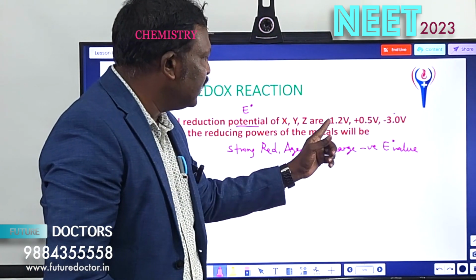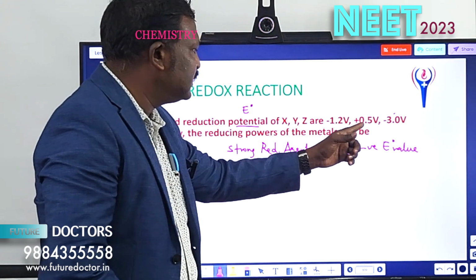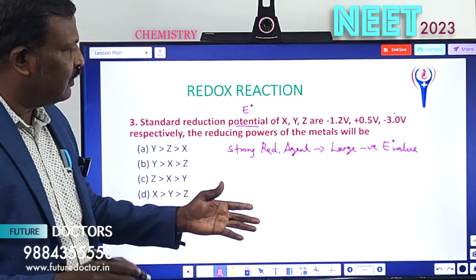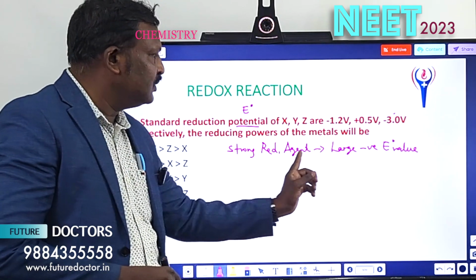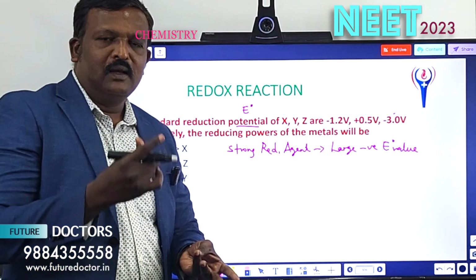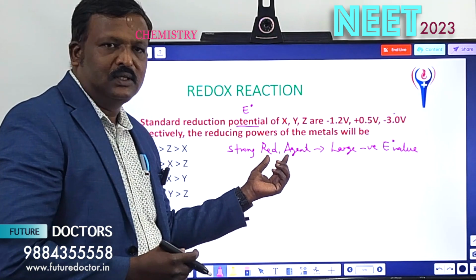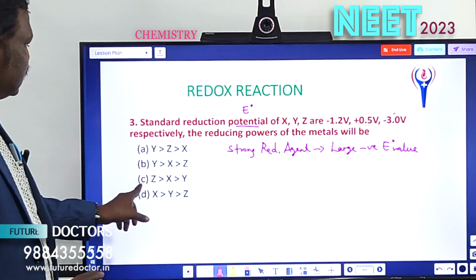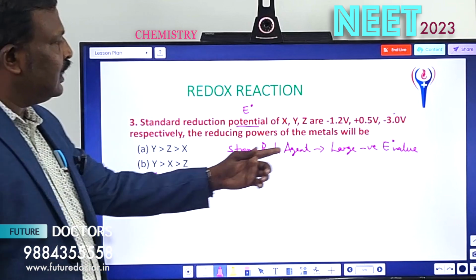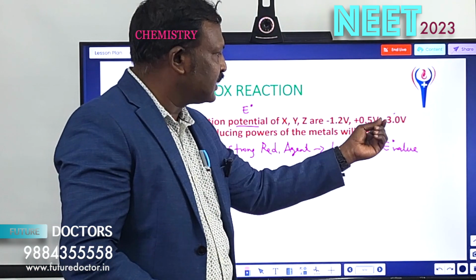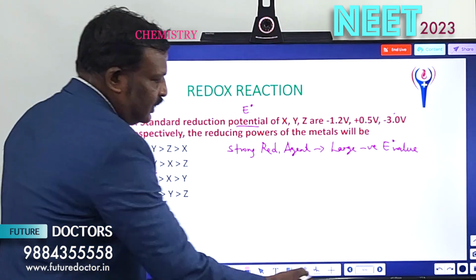Then next is minus 1.2, then this is a plus value. This is the least. So any species or any metal having a more negative E naught value is considered a strong reducing agent. Strong reducing agent means it has a tendency to lose electrons readily. Understood? So among these, C is the correct option. Are you following? You see the value, which one is more negative, that is considered a strong reducing agent. Understood? Okay, see the next one.